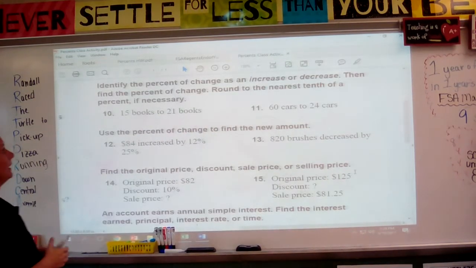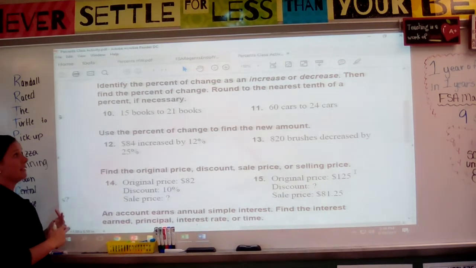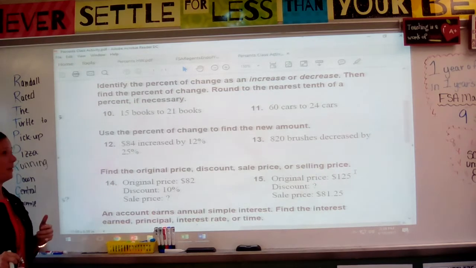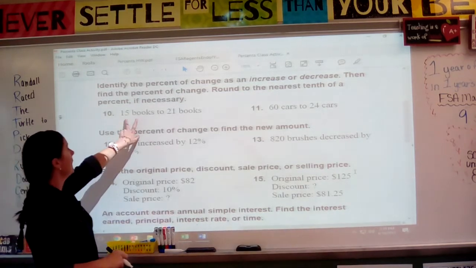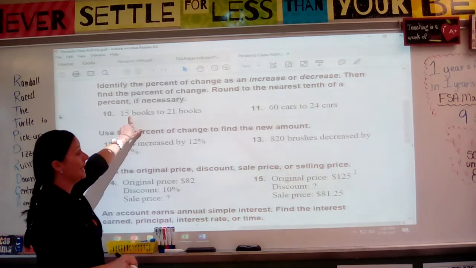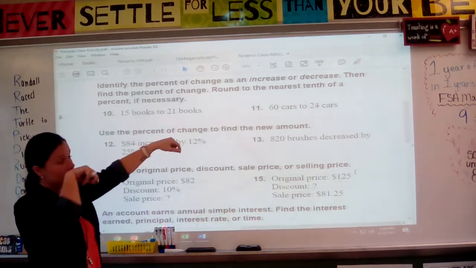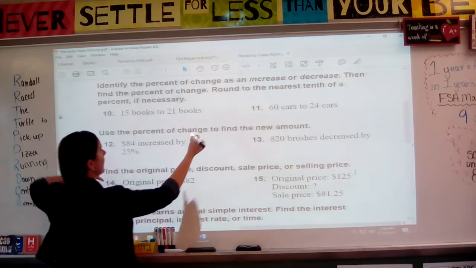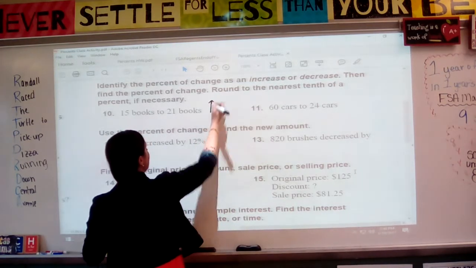All right, now we're identifying the percent of change. We first have to decide, is it an increase or a decrease, and then we have to find the percent of the actual change. So first of all, when I go from 15 books to 21 books, is that going to be an increase or a decrease? My amount of books went up, so I know my answer is going to be an increase.